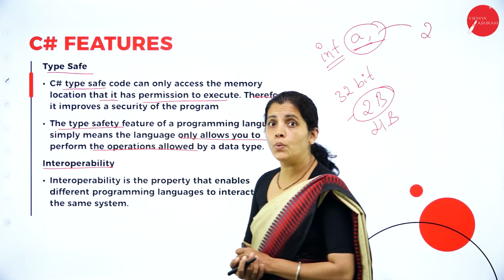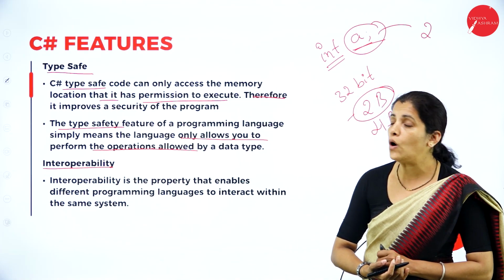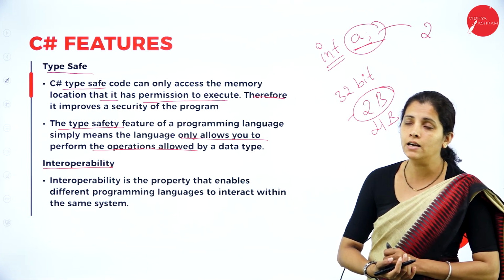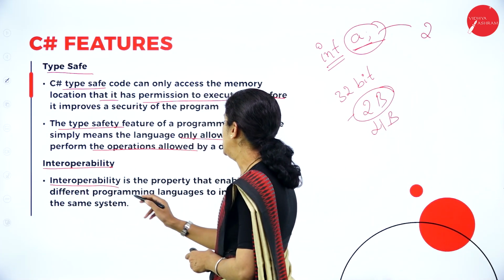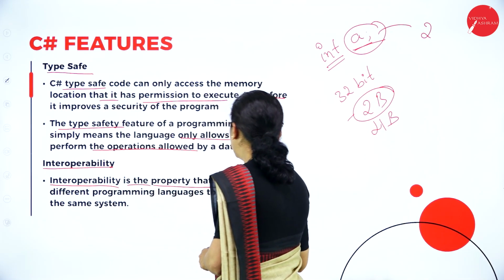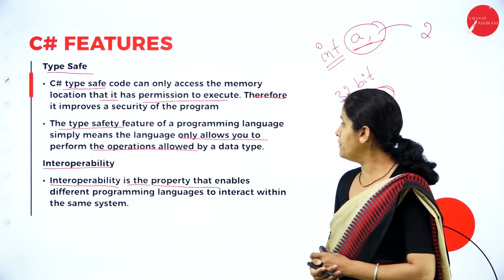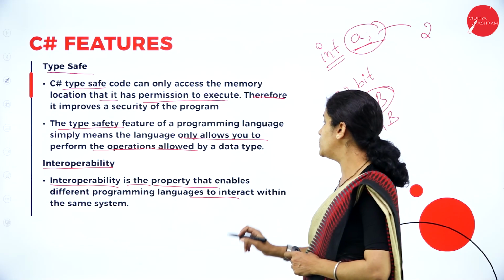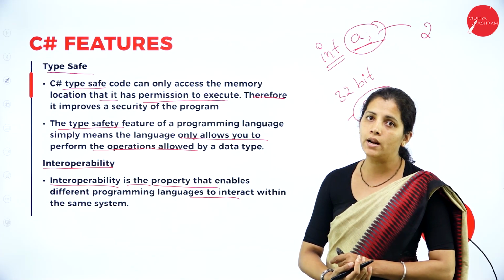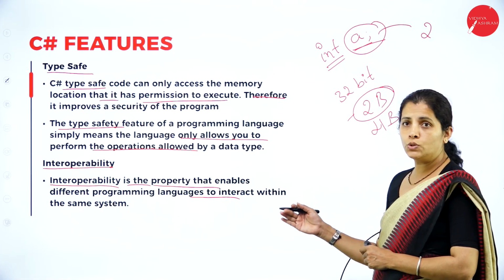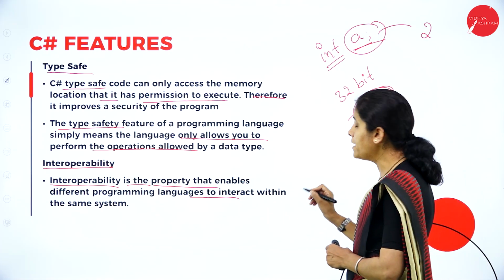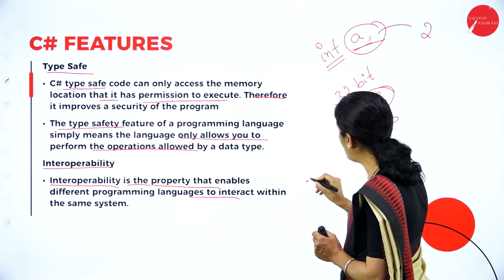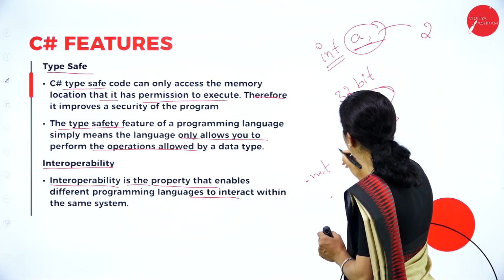Now, interoperability. Another very important feature of C# programming is interoperability. Interoperability is the property that enables different programming languages to interact with the same programming language. So dear student, I discussed this topic. Here, what is my framework? That is the .NET framework.